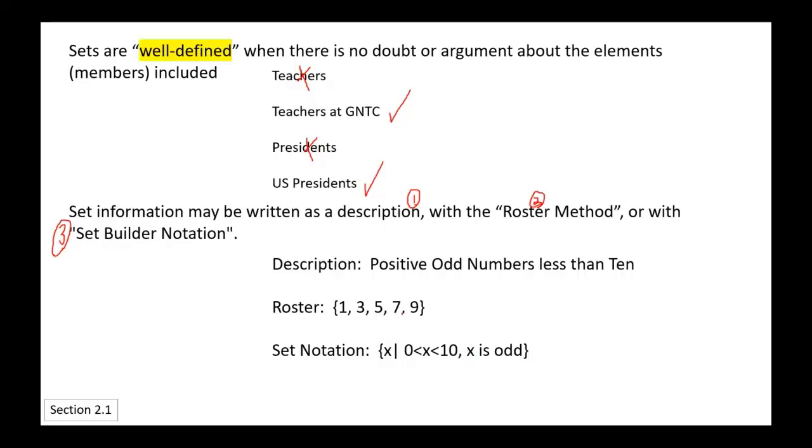Now all of these are the same set, but you do occasionally run across some sets that you can't write in the roster method because they're so big you would never get done. So sometimes we just have to use a description or something else along the way.